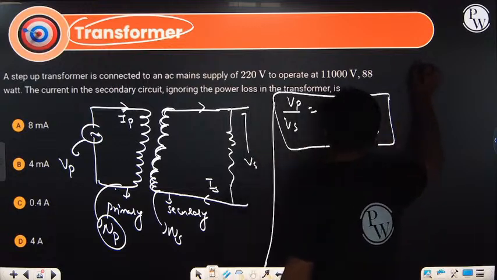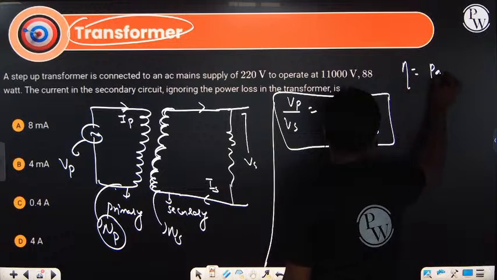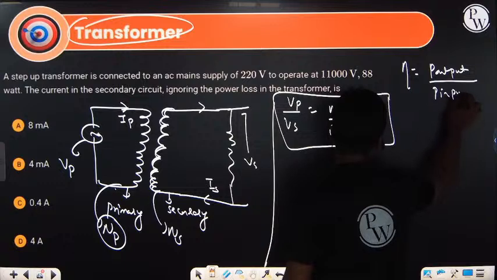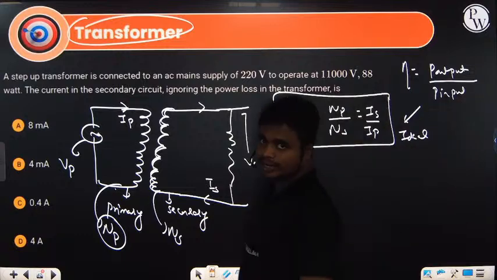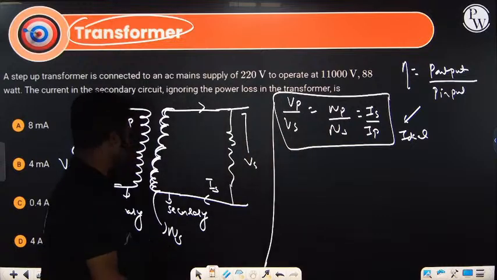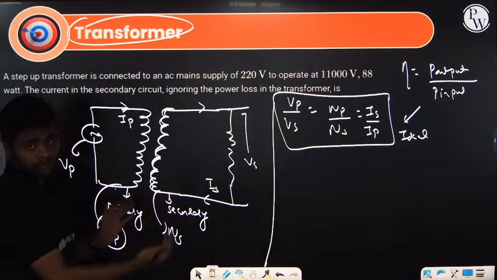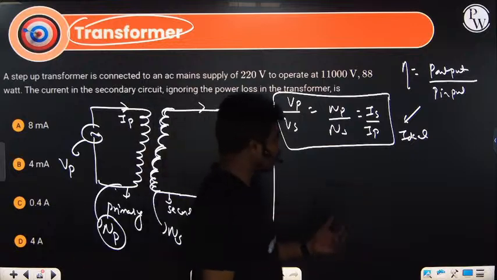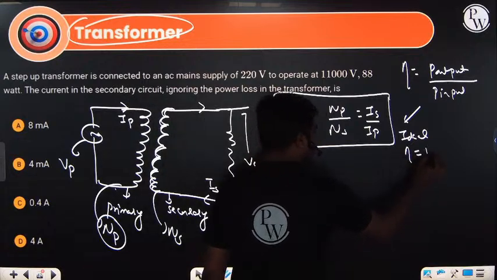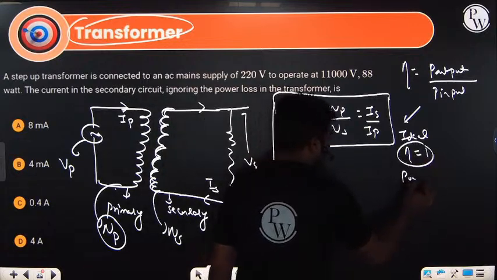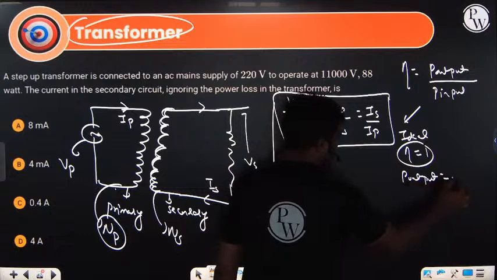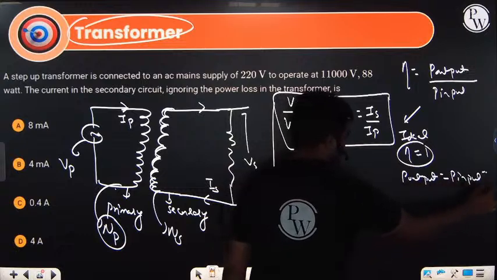If the transformer is ideal, we define one more term, eta. What is eta? Output power divided by input power. Ideal transformer means there is no energy loss. Whatever energy we feed on the primary side, the same energy goes to the secondary side. If it is ideal, the eta value is 1, so output power equals input power.